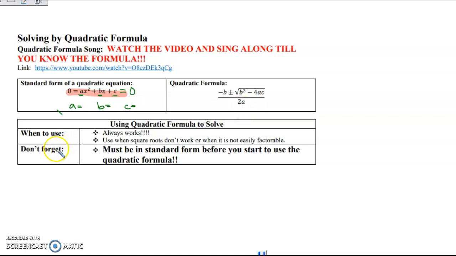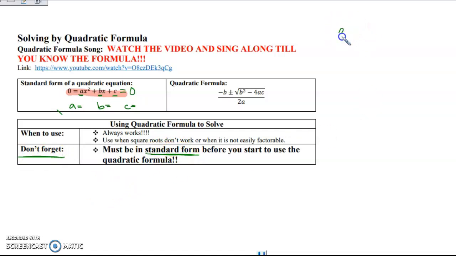This will always work. Sometimes when you have your equations, you can go ahead and factor them out and answer them that way. But then there are times where it's very difficult to find those answers by factoring. And that's when the quadratic formula really comes in handy. You can use it when square roots don't work, or when it's not easily factorable. Just remember, it must be in standard form before you start to use the quadratic formula.